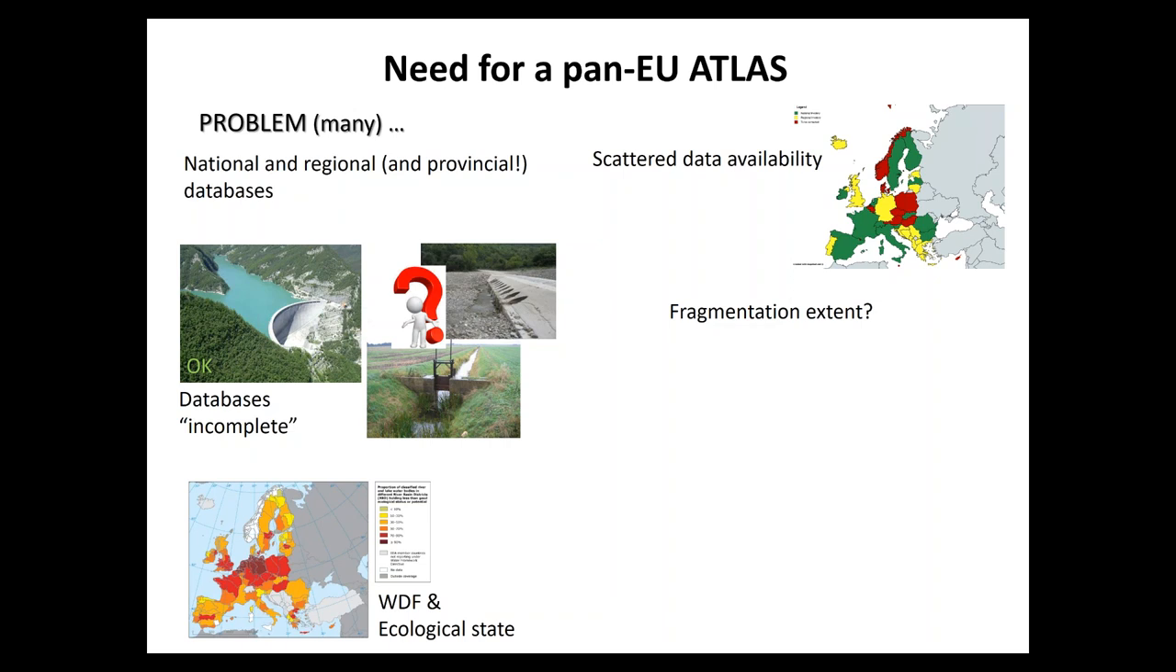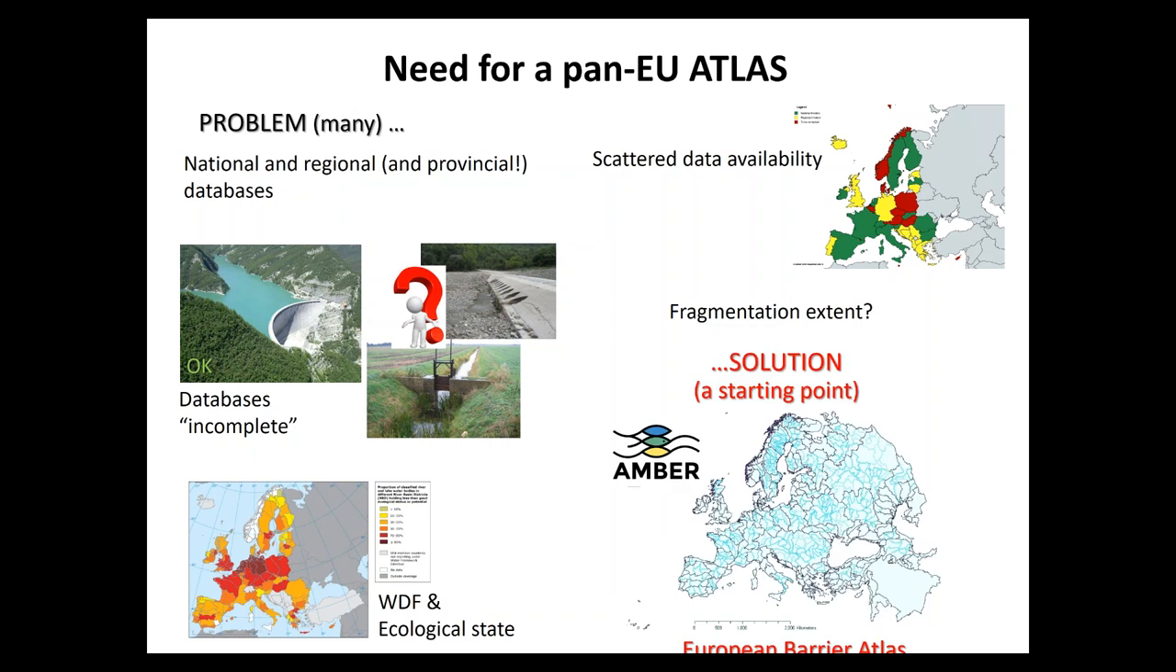So we don't know what the extent of river fragmentation for European rivers is, but we need this type of information because river fragmentation is one of the biggest problems in reaching a good ecological state or potential. So the AMBER European Barrier Atlas could represent at least a starting point to start to deal with it.